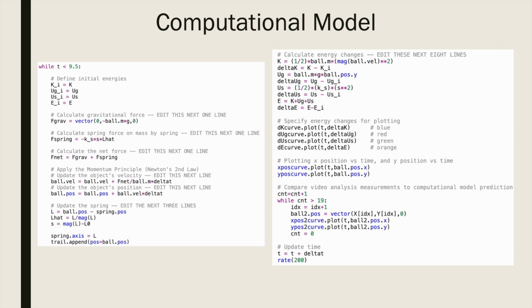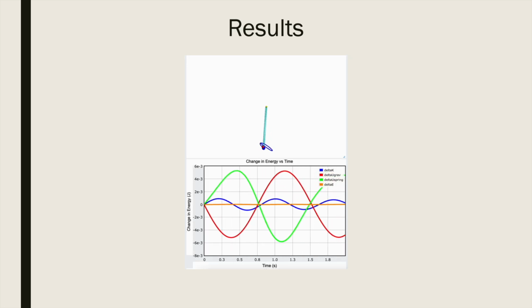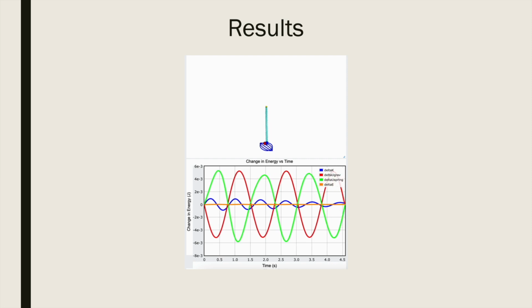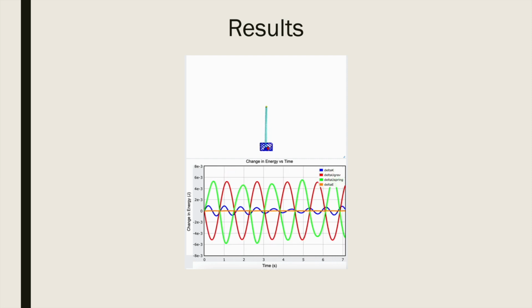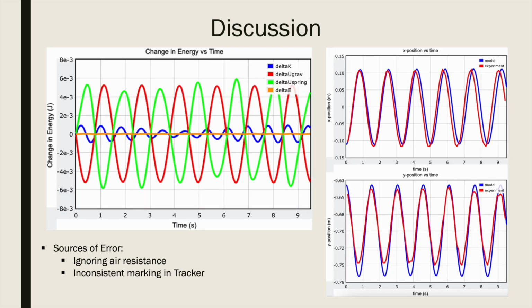Once again, I applied the energy principle and found the changes in energy for kinetic, gravitational potential, and spring potential energies using the corresponding equations, where changes in energy is equal to the final energy minus initial energy for each type of energy. Here are the results for the computational model. The object moves in an oscillating motion, and the graph produced shows the changes in kinetic energy, gravitational potential energy, spring potential energy, and the total energy. The graph on the left shows the changes in energies over time, and the graphs on the right show the change in position of both x and y positions over time.